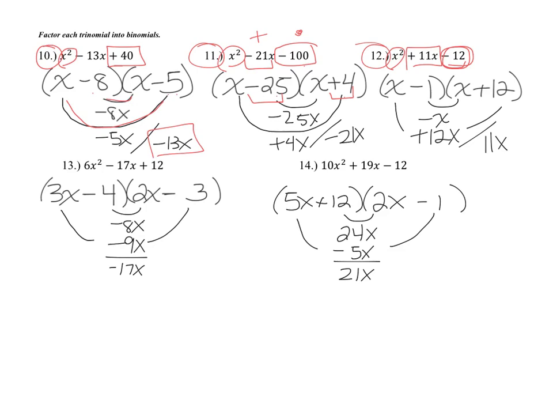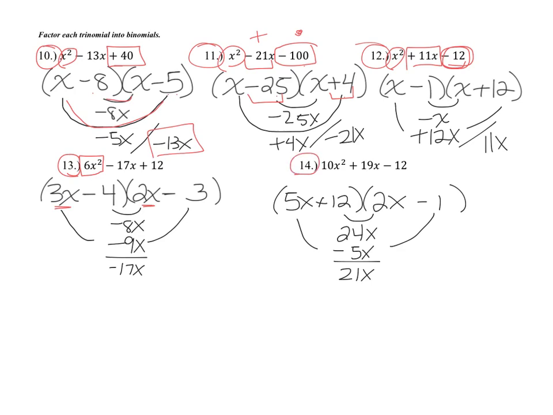And the reason it doesn't work is because of this 6x squared here, because you have to break that up as well. So however you break up that first term is going to change your middle terms, right? And you have more factors to try, okay?